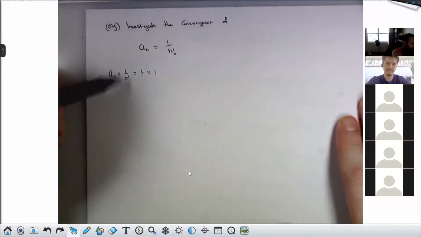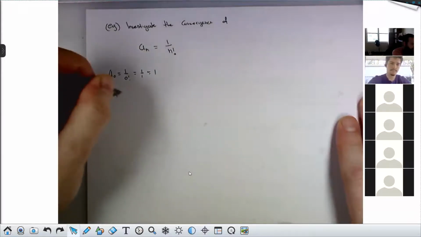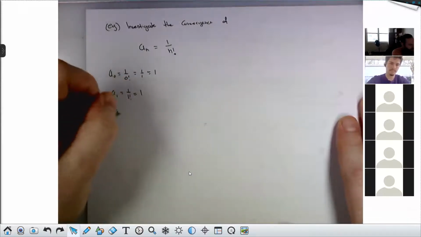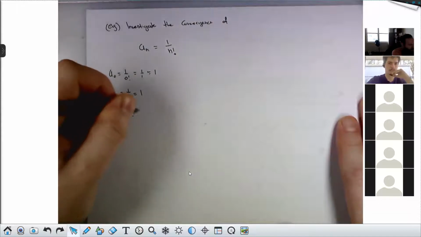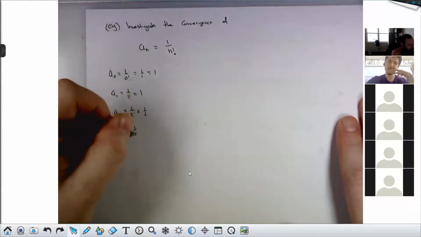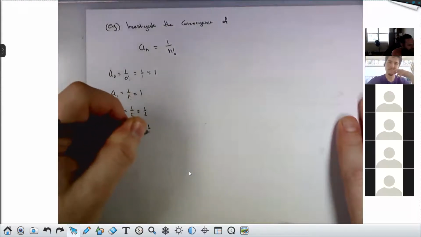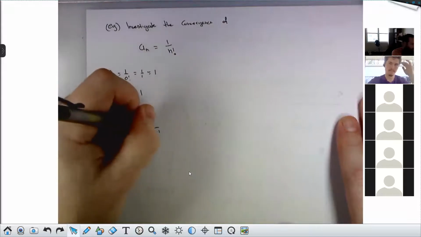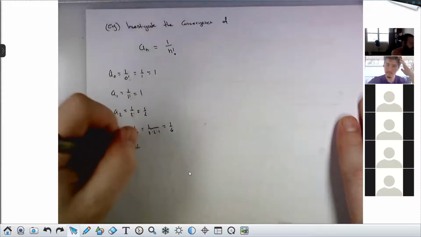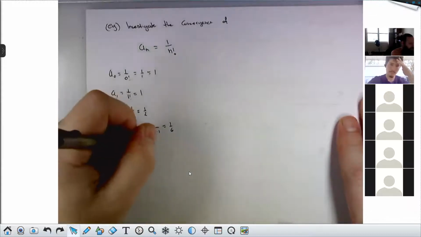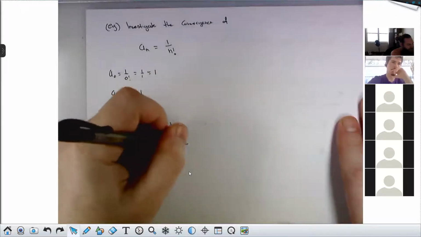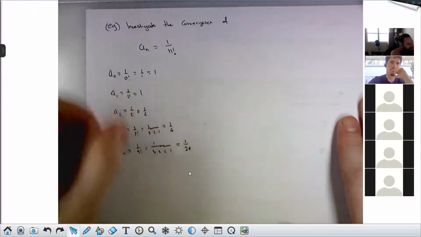A0 would be 1 over 0 factorial, which is 1. A1 is 1 over 1 factorial, which is also 1. A2 is 1 over 2 factorial, which is 1/2. A3 is 1 over 3 factorial, which is 1/(3 times 2 times 1), or 1/6. A4 is 1 over 4 factorial, which is 1/(4 times 3 times 2 times 1), which is 1/24.